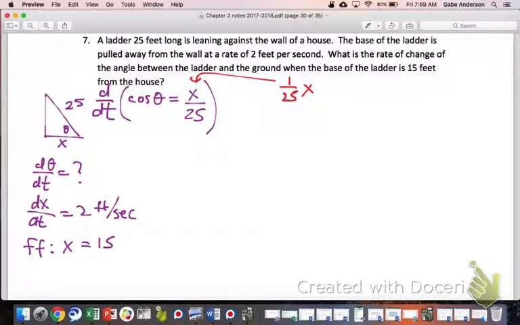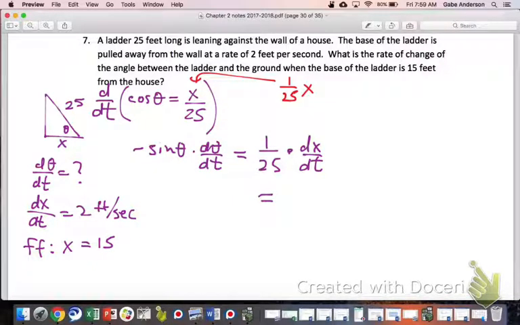So I got 1/25 x right there, so when I do my derivative, I end up with negative sine of theta times d theta dt, because of course I'm doing d/dt of a theta expression, right? And then over here, I'd get 1/25, because the derivative of 1/25 x is just 1/25. But since I'm doing d/dt of an x term, I'm also going to have that chain rule factor of dx dt. You probably recognized that dx dt is 2, so we could plug that in right now. So that would just be 2/25 on the right. Make sense?